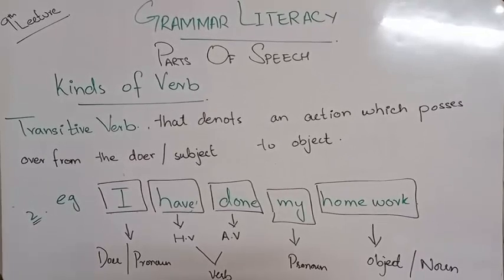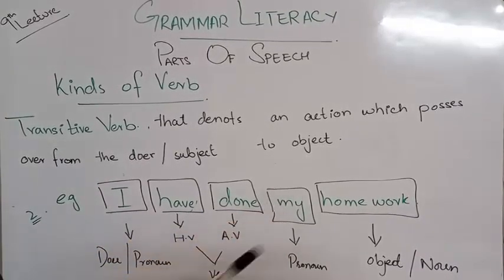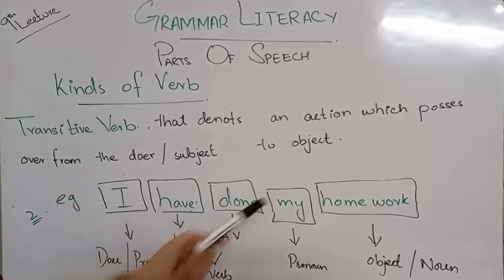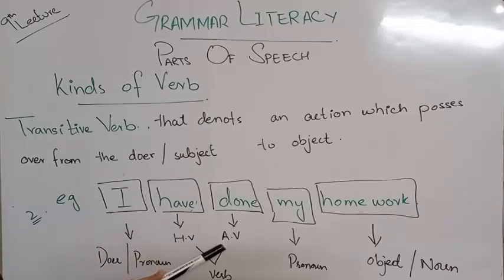The next example is: I have done my homework. I is the doer, a pronoun here. Have is the helping verb. Done is an action verb. These two are the verb. Now here, the third point that I have told you: the verb often consists of two or more words. My is a pronoun and homework is the object, the name of some task. So it is a noun.